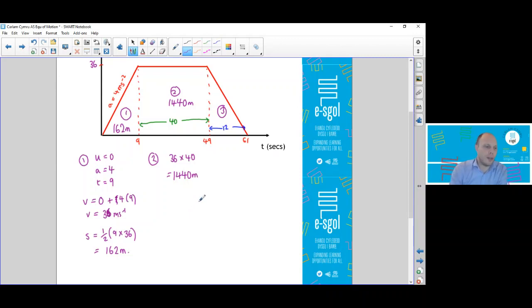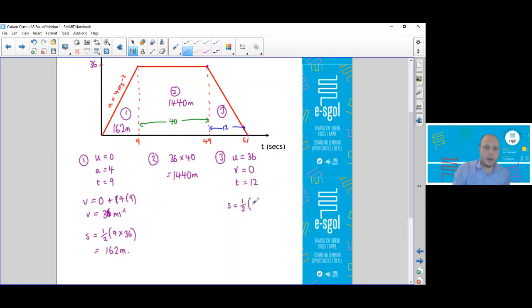On to section 3 now then. What do we know about section 3? Well, we know that its initial velocity for this section is 36. And we know that by the end of it, we stopped. So V is 0. We also know from earlier, it told us in the question that T was 12. We could just do a triangle, half of 12 times 36. But I'm going to use an equation this time.